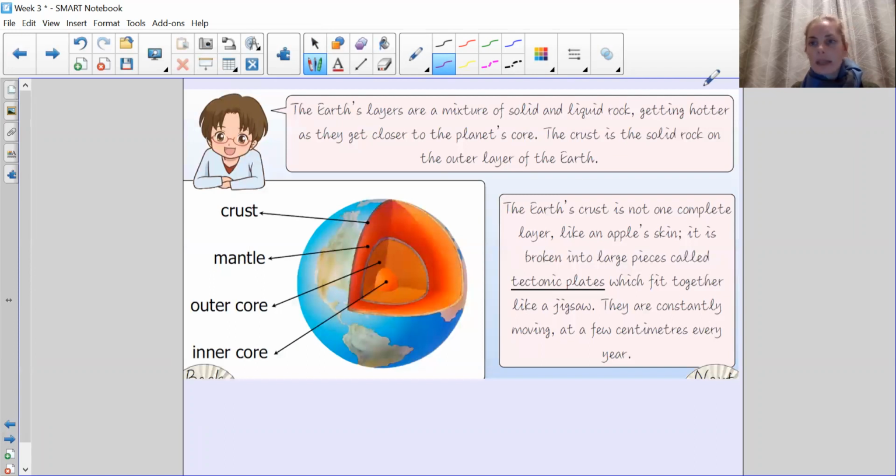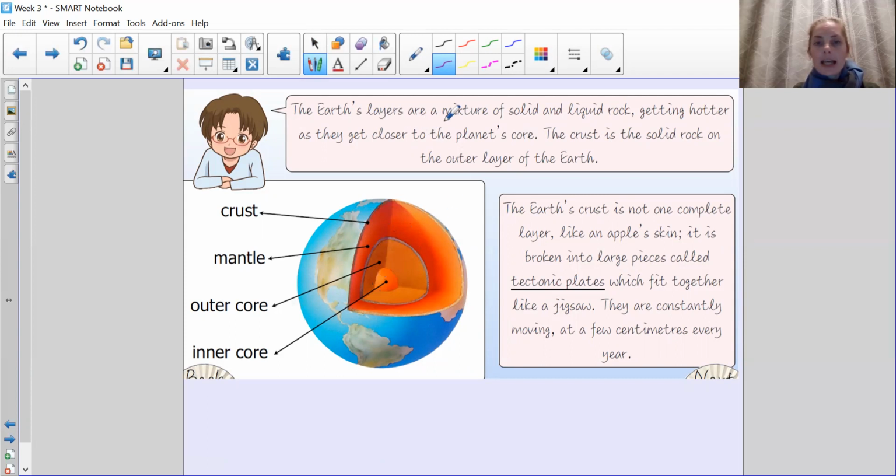Okay, so it's very important that we understand the structure of the earth. So this is what the earth is made up of. It's made up of 4 layers: the crust, which is this top layer, which is the smallest layer. Then we've got our mantle, which is underneath. And then we get our outer and our inner core, okay?